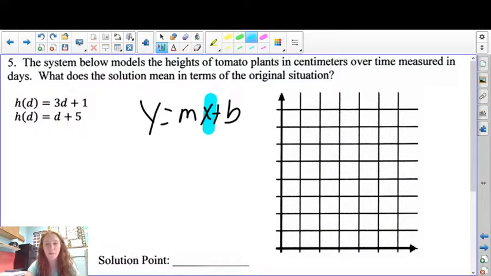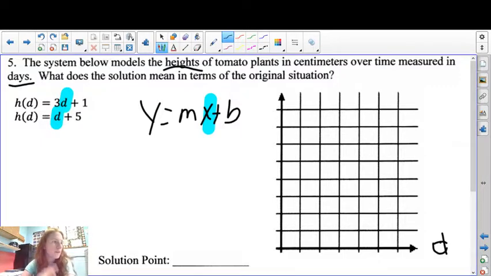Since my x is typically what I refer to, and that's my horizontal, I see that my d is going to replace the x because it has the slope right next to it, and it looks like the intercept. So down below, I'm going to say that this is my d. And let's be strategic. Let's go back and read it. What do we think d means? The system below models the heights of tomato plants. Okay, there's the word heights. In centimeters over time measured in days.